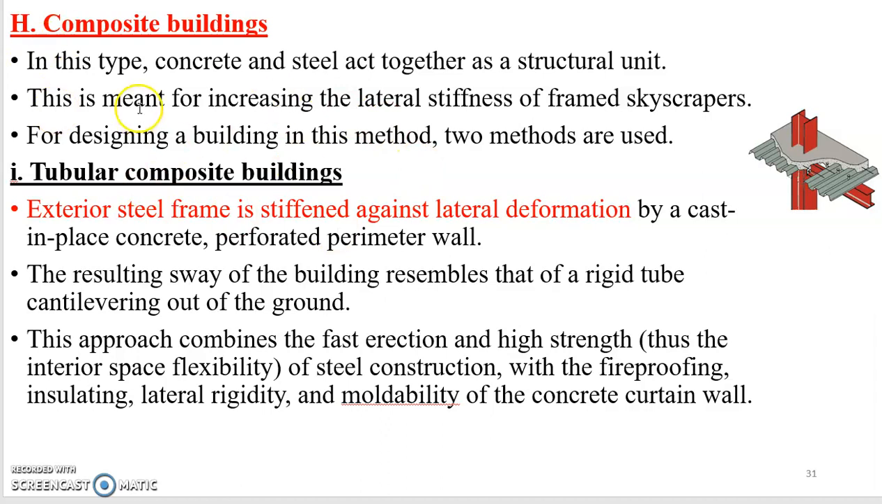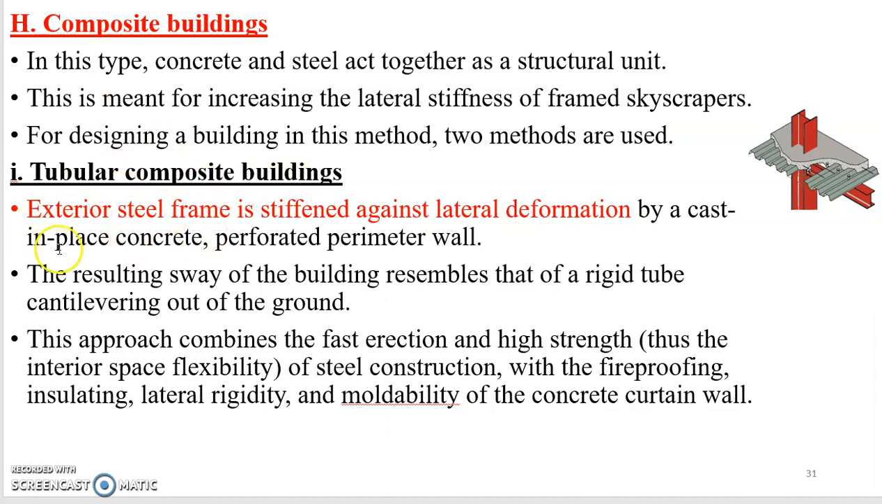Next comes the composite beams. Composite buildings may consist of two materials which act together as a structural unit, namely concrete and high carbon steels. This is done to increase the lateral stiffness of framed skyscrapers. In order to design this building, two methods are used. The first one is tubular composite buildings.